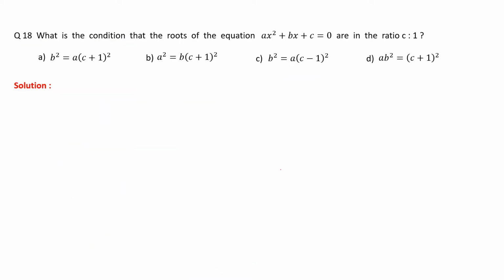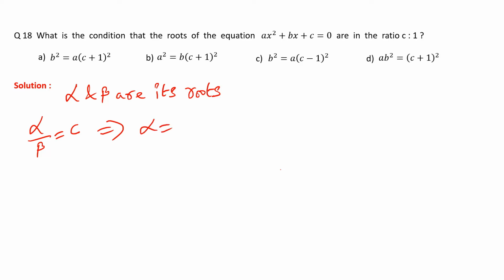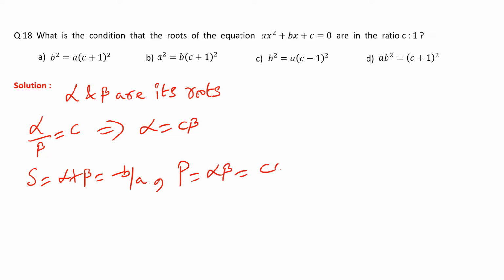Now in this question it says, what is the condition that the roots of the equation ax square plus bx plus c equal to 0 are in the ratio c is to 1. Now students, let us consider alpha and beta to be the roots of this equation. So that means alpha upon beta equal to c as per the question, or I can say alpha is equal to c into beta. Now we know that the sum of the roots alpha plus beta is equal to minus b upon a, and product of the roots alpha into beta is equal to c upon a.